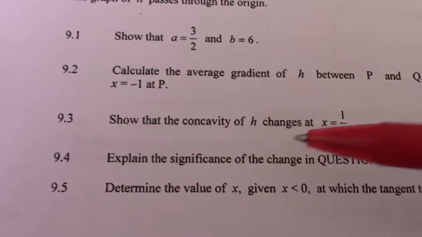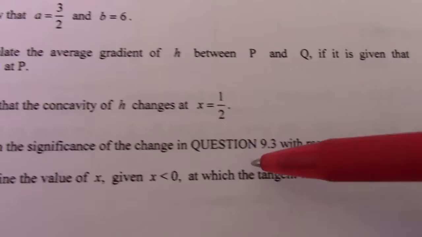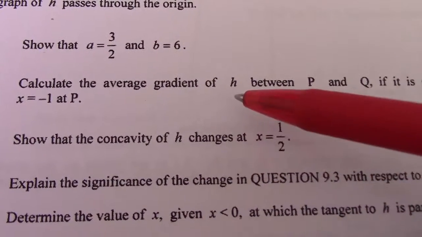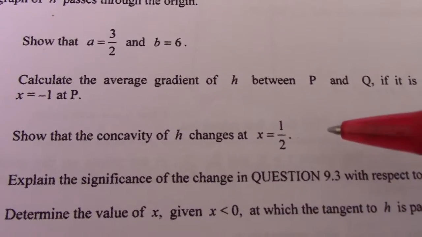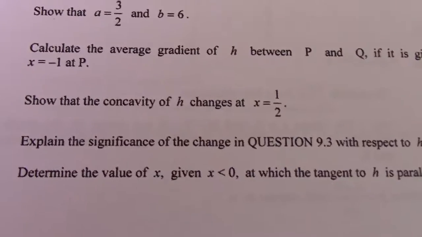Right, November 2015, question 9.4. Cubic functions. Explain the significance of the change in question 9.3 with respect to h. So there in 9.3 we solved concavity, showing where the graph changes from concave up to concave down. So in a nutshell, we basically found a point of inflection.